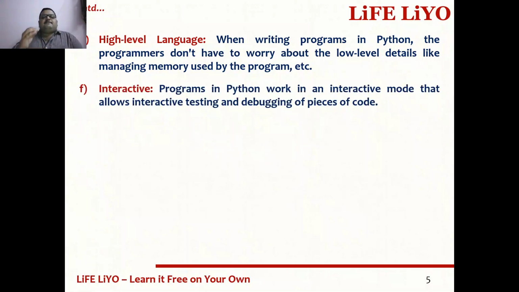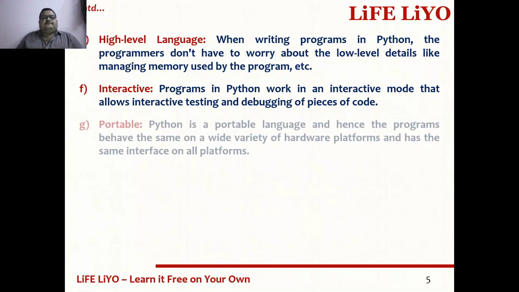Interactive. Programs in Python work in an interactive mode. That means it allows interactive testing as well as debugging of pieces of code. Portable. Why is Python a portable language? Because if you have written code in Windows, then the same code, if you copy it to the Linux operating system, is going to perform the same operation. It is not going to change. That means you can call it a portable language, where its performance doesn't depend on hardware differences. It works the same on all platforms.